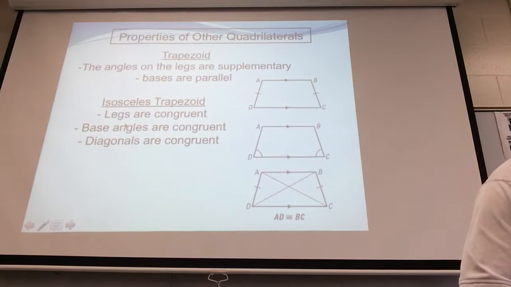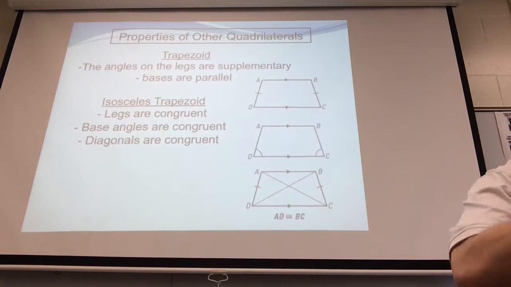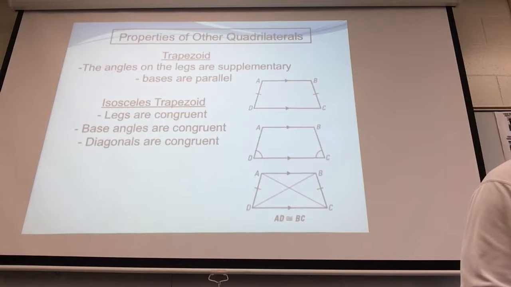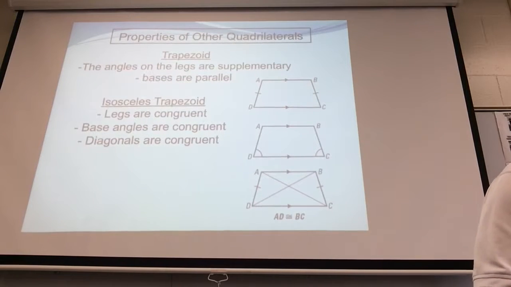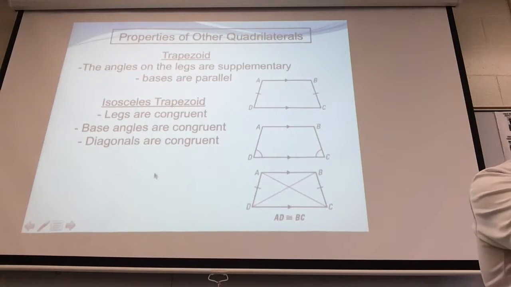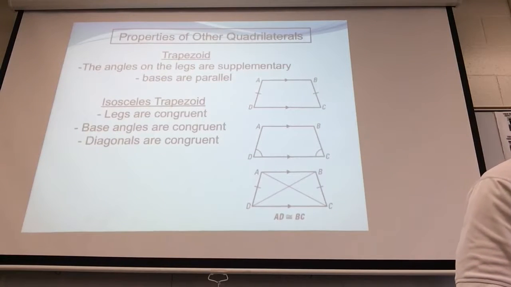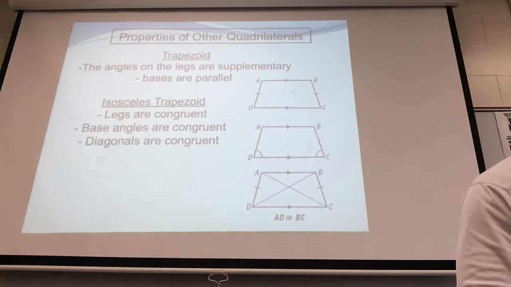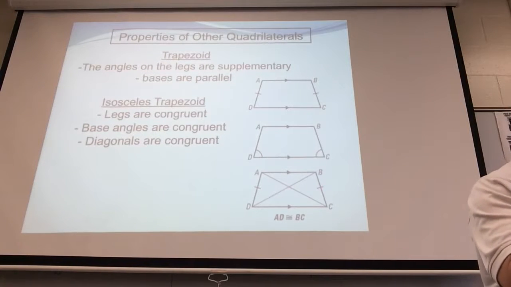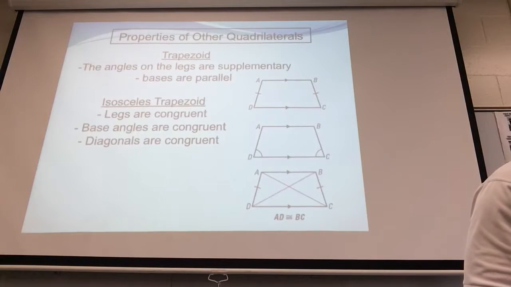So again, that's the definition, but since congruence is kind of like a property, I listed it on here. Base angles. The base angles are just the two angles that are on the exact same base as each other. So just like with the legs being supplementary, again, I count the bases as the ones that are on the same base.